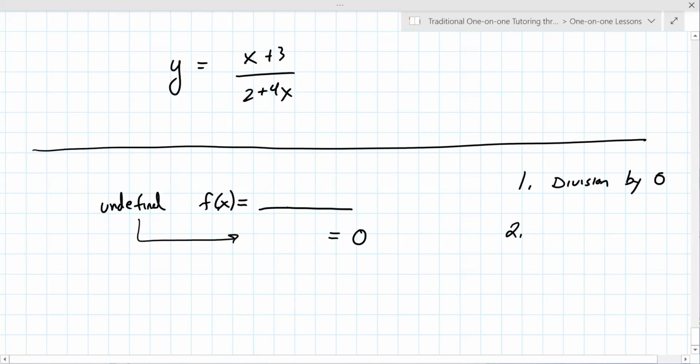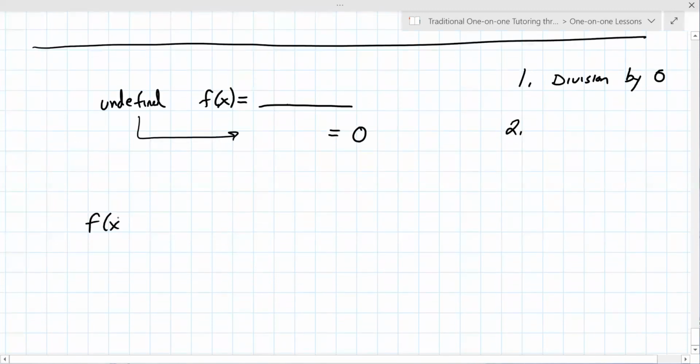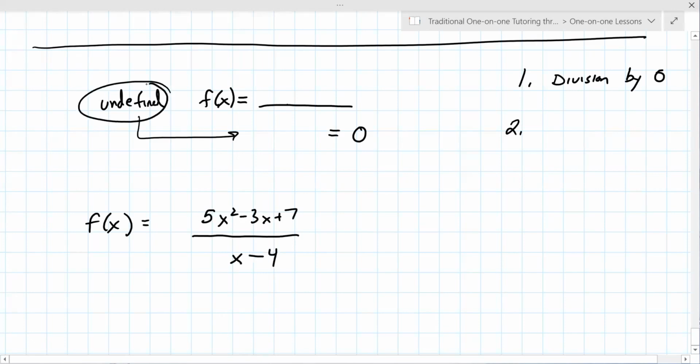Okay, so let's say I tell you f of x equals 5x squared minus 3x plus 7 over x minus 4. And I say, where is the function undefined? You would set the bottom equal to 0. And you would say that x cannot be 4.